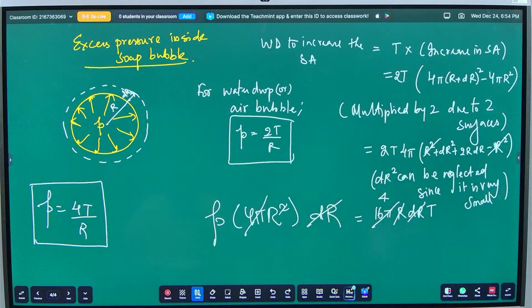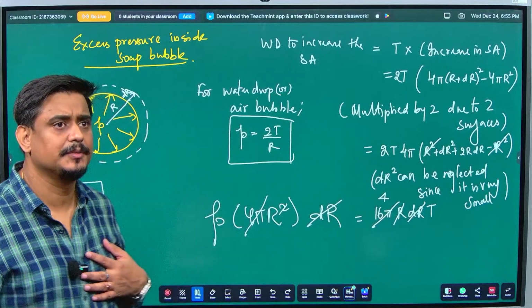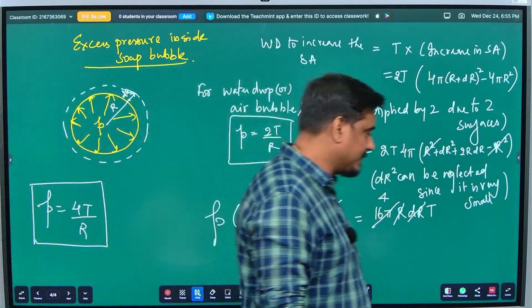Make it fast, please. Done? Everybody? Then let us learn about capillarity. Shall we?